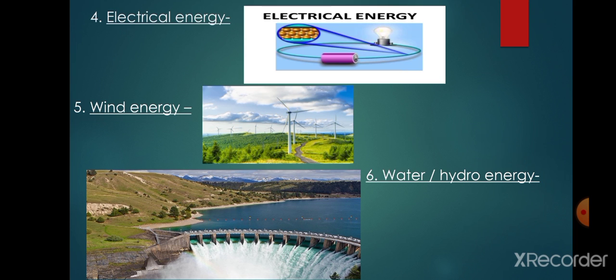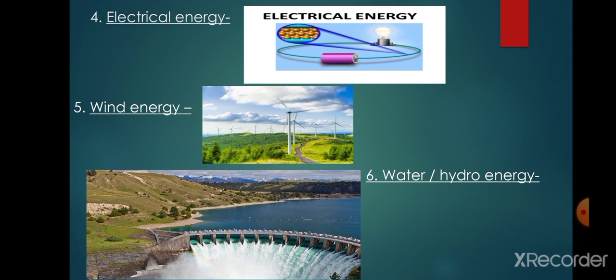Next, the fourth type is electrical energy. This energy comes from electricity and it is used to run appliances such as washing machines, fridges, air conditioners, fans, lights, and many other things. We all know we use electric energy in our day to day life. We all know the uses and how to take care while using them. Our next, fifth type is wind energy.